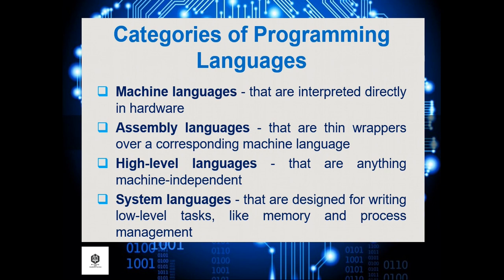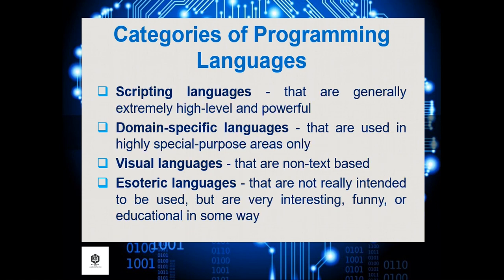First, machine languages that are interpreted directly in hardware. Assembly languages that are thin wrappers over a corresponding machine language. High-level languages that are anything machine independent. System languages that are designed for writing low-level tasks like memory and process management.